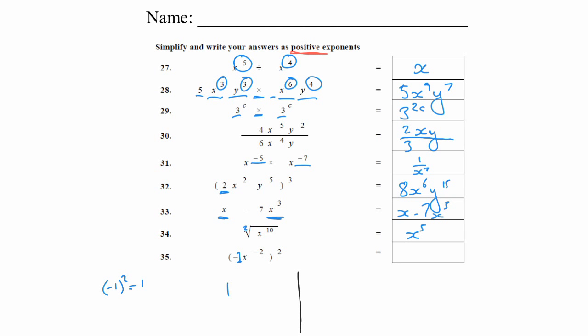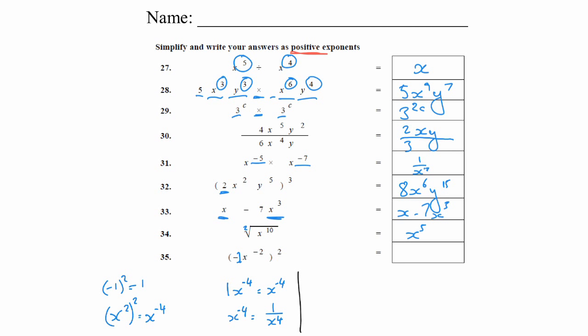Then let's look at our next part. What's x to the minus 2 squared? Well, we just multiply these, so we get x to the minus 4. So we've got 1x to the minus 4, which we just write as x to the minus 4. But it does say positive exponents. So like in question 31, we're going to have to turn that into positive. So x to the minus 4 is the same as 1 over x to the 4.